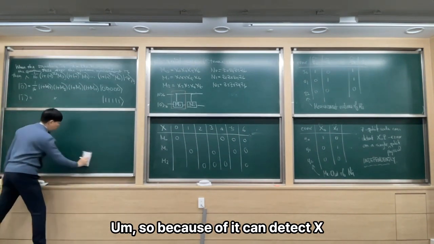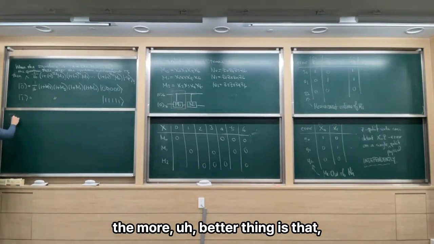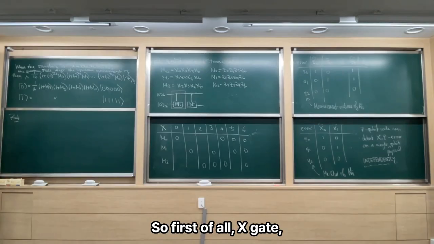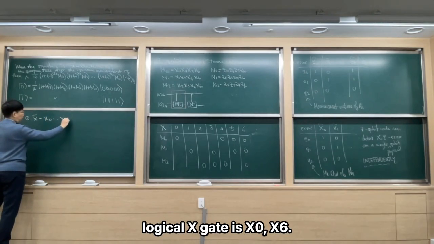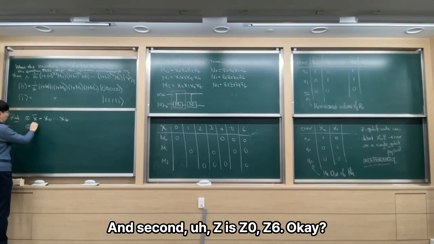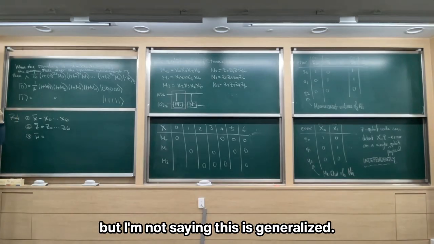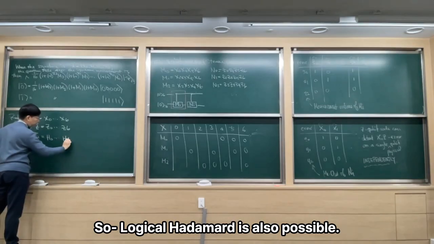So because it can detect X and Z error independently, the better thing is that we can apply logical Hadamard. There is a logical Hadamard gate applied. So first of all, the logical X gate is X0, X6. And second, logical Z is Z0, Z6. Okay? And the third one is very confusing. I mean, it has to be this way, but I'm not saying this is generalized. So logical Hadamard is also possible.